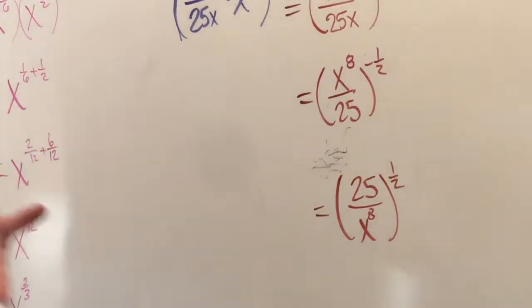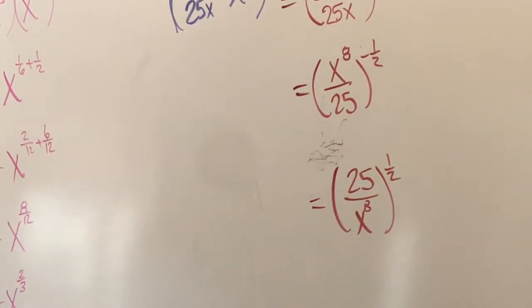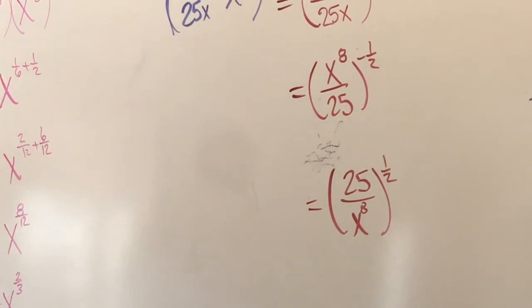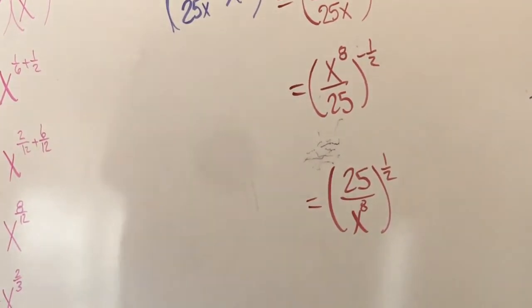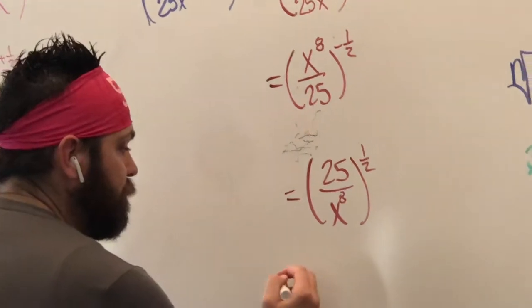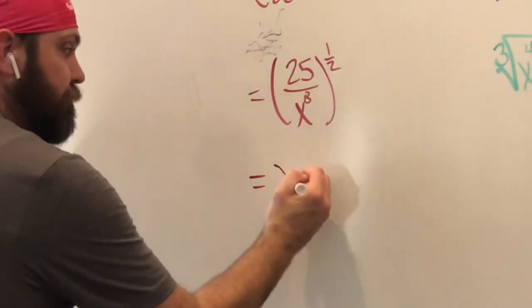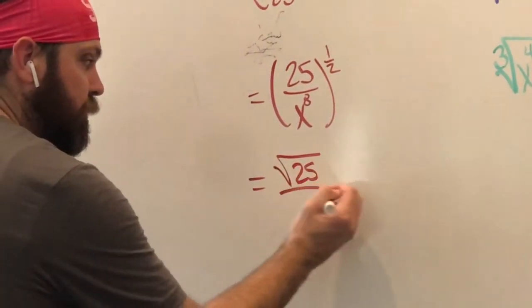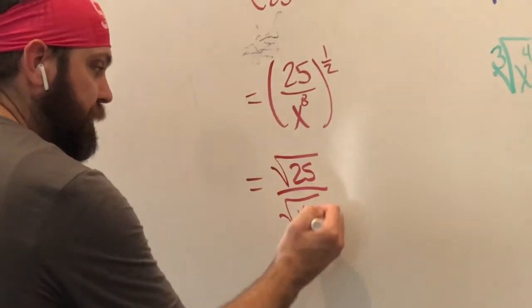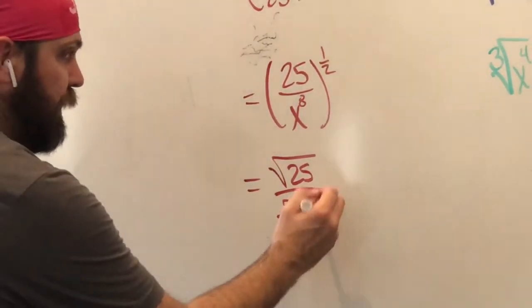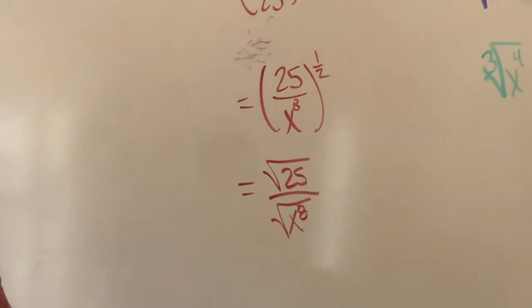We get rid of the negative exponent. Now we're just looking at 25 to the 1/2 power over x to the 8th power to the 1/2 power. Or another way we can say that is the square root of 25 over the square root of x to the 8th power, applying that 1/2 exponent.